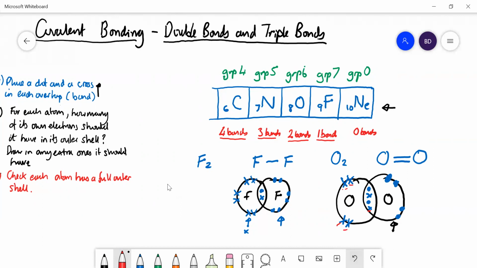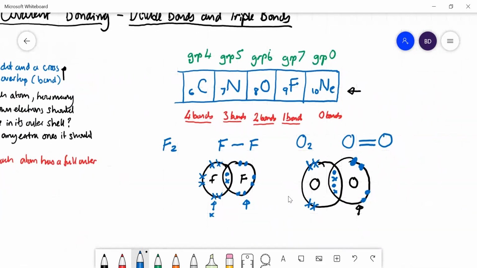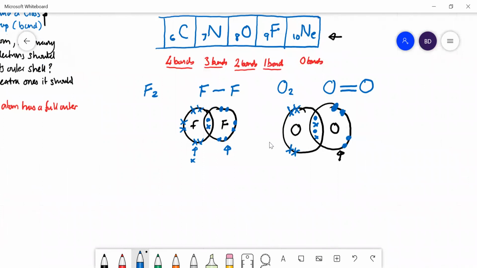Now let's just see, if we hadn't realized that oxygen forms 2 bonds and we thought it was a single, what would happen? Because some people do it this way. So they draw their oxygens like this, and they put a dot and a cross. That's step 1.